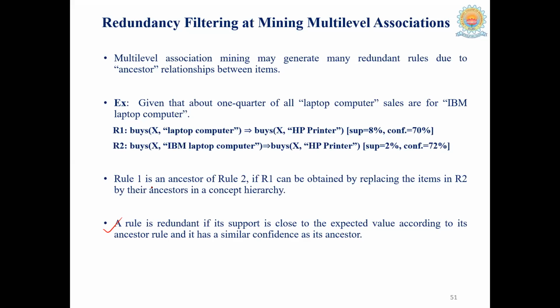So if a rule is redundant, you can remove the second rule by keeping the ancestor rule. Why? Because this rule says the broadness. This rule represents the high level of concept hierarchy. So you can keep that rule and you can remove the redundant rule.